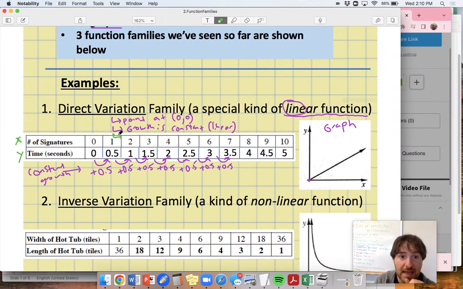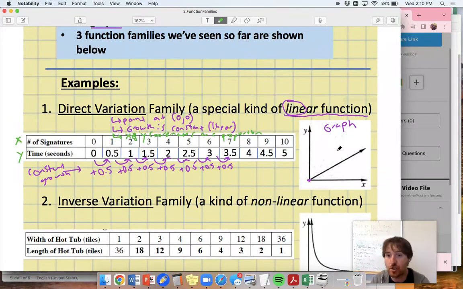So I'm going to write this one down here. Okay, x and y coordinates are proportional. They directly vary. It's called the direct variation family. Okay, these 3 things are going to be true. What does that mean? Well, if you look at the y values, they're all exactly half the x coordinates. That's kind of neat, right?